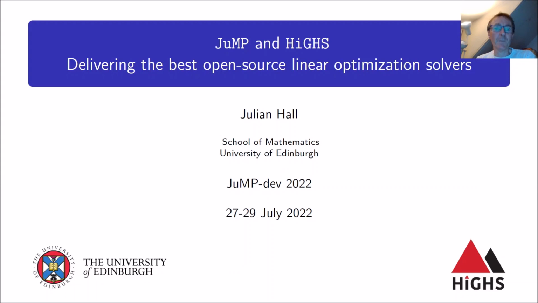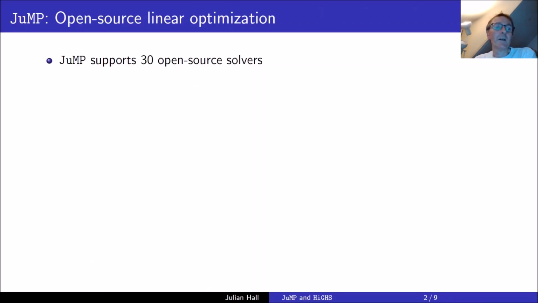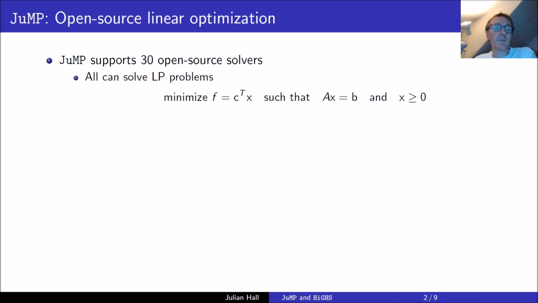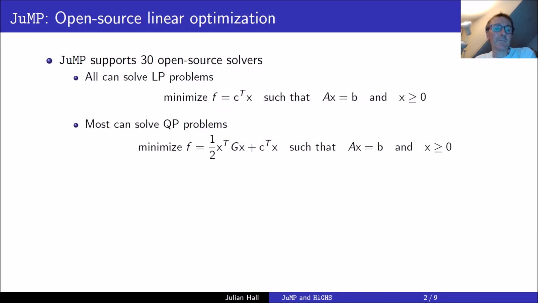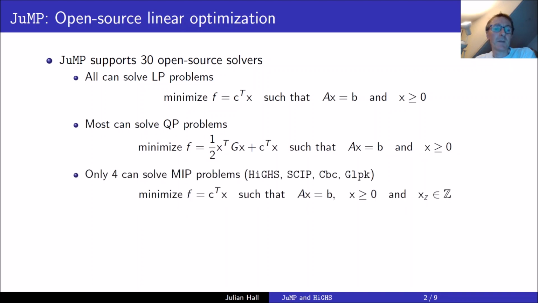So, here's my lightning talk about JuMP and HiGHS, delivering the best open source linear optimization solvers. Currently in JuMP, in open source linear optimization, JuMP supports 30 open source solvers. All of them can solve linear programming problems, and most can solve quadratic programming problems. But only 4 can solve mixed integer programming problems: HiGHS, SCIP, CBC, and GLPK.